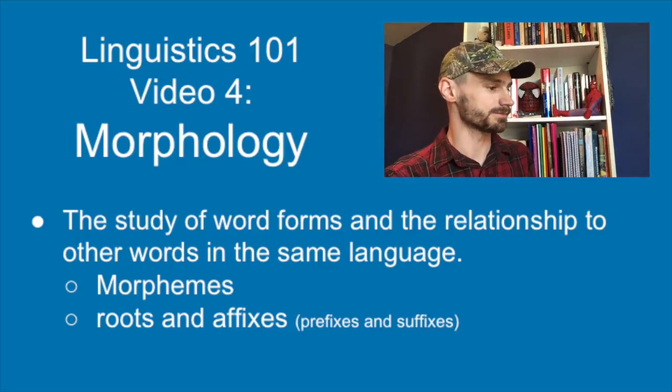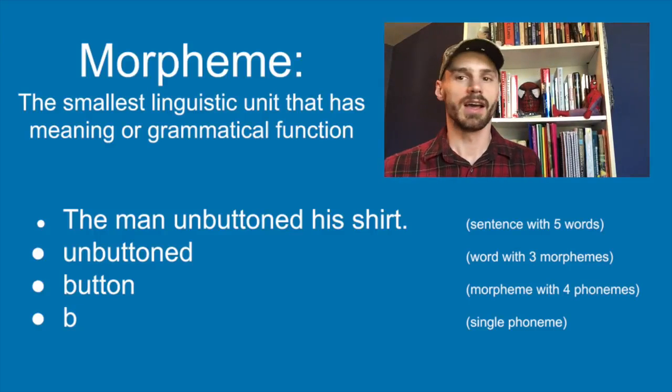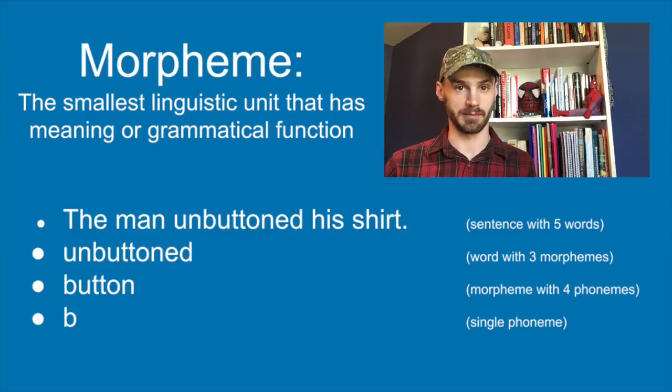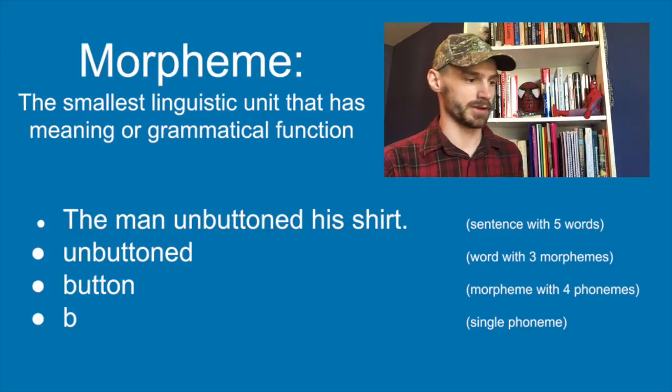So let's get started. First, we're going to have to talk about what a morpheme is. A morpheme is the smallest unit in linguistics that can bear meaning. Now we can talk about smaller units like speech sounds and phonemes, but those don't bear meaning. So let me explain that a little further.